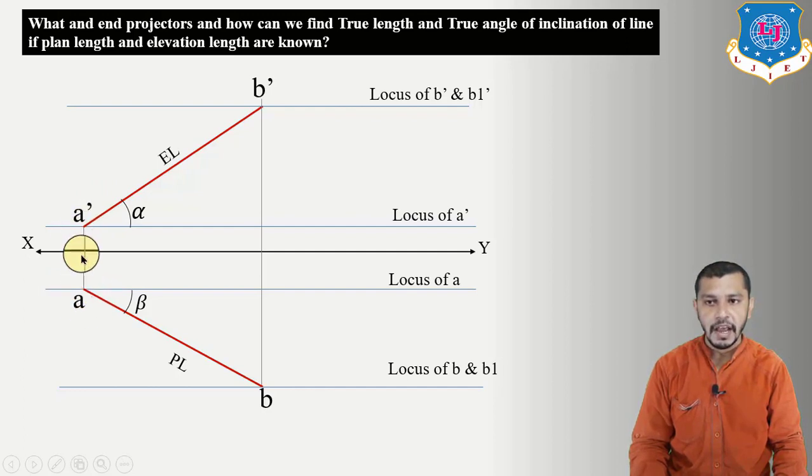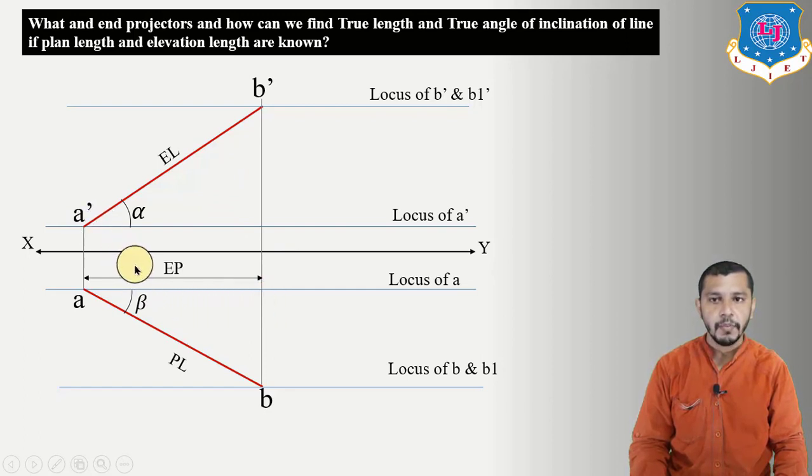And a line connecting a dash a is known as the projector of end A of the line. Well, b dash is the elevation of end B of the line, and b is the plan of end B of the line, and a line connecting b dash b is known as the projector of end B of the line. So we can say that the perpendicular distance between the projector of A and projector of B is known as the end projectors. So if the length of the end projectors is given and locus of A and locus of B are given, then we can mark elevation and plan of end point A and end point B at the given length of the end projectors.